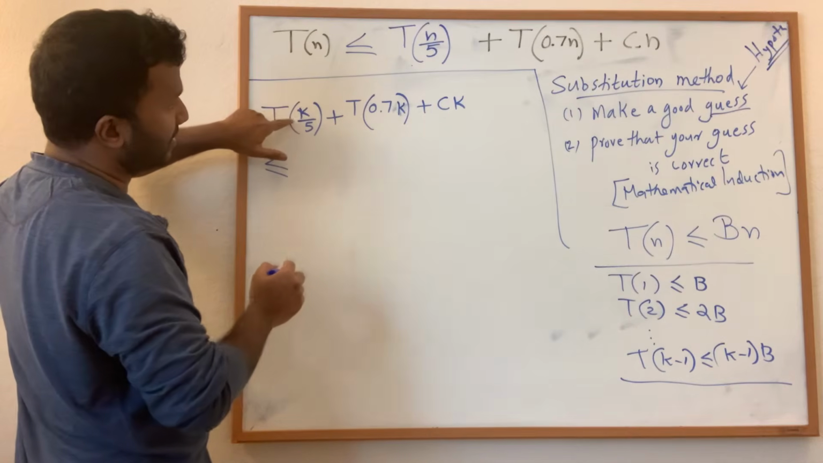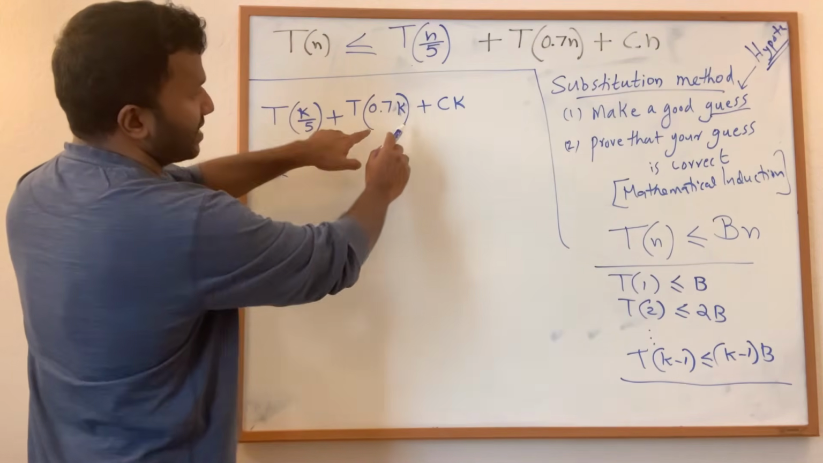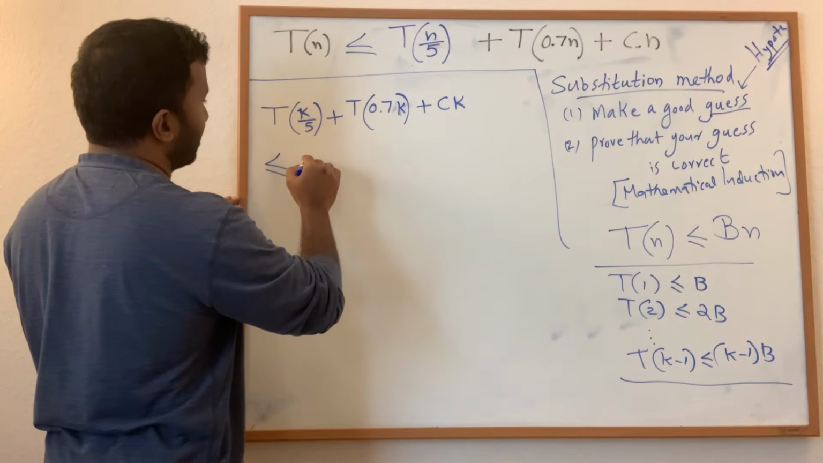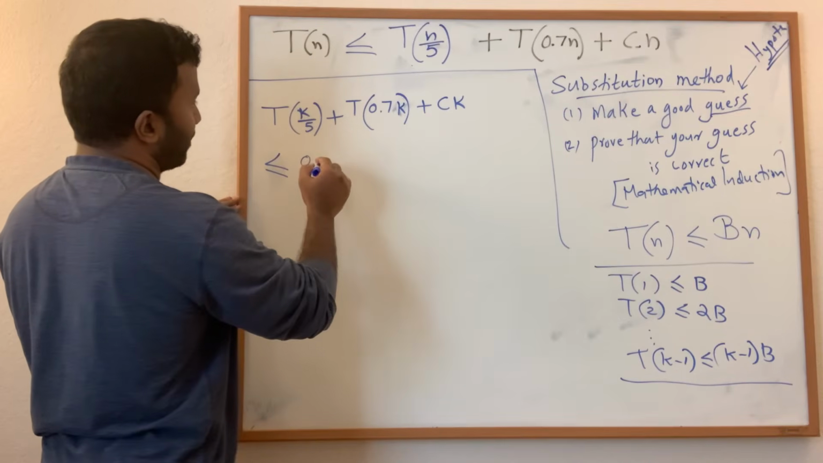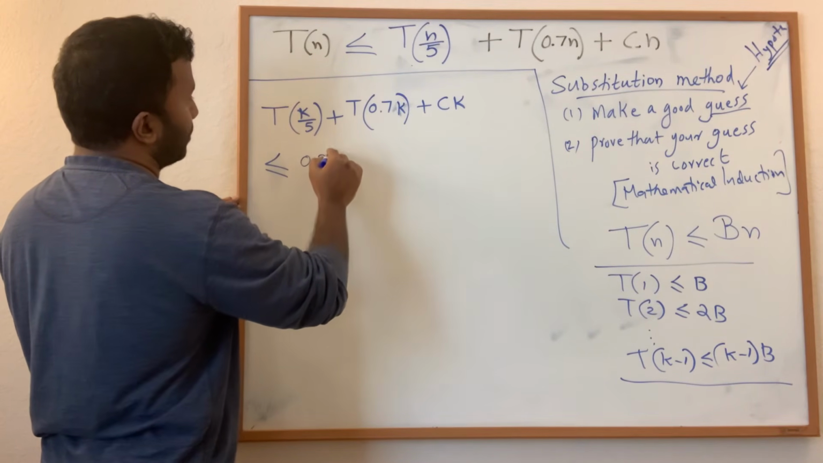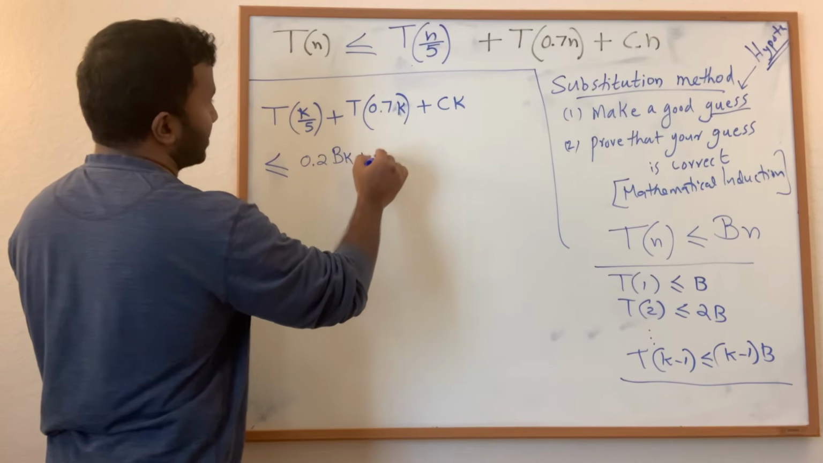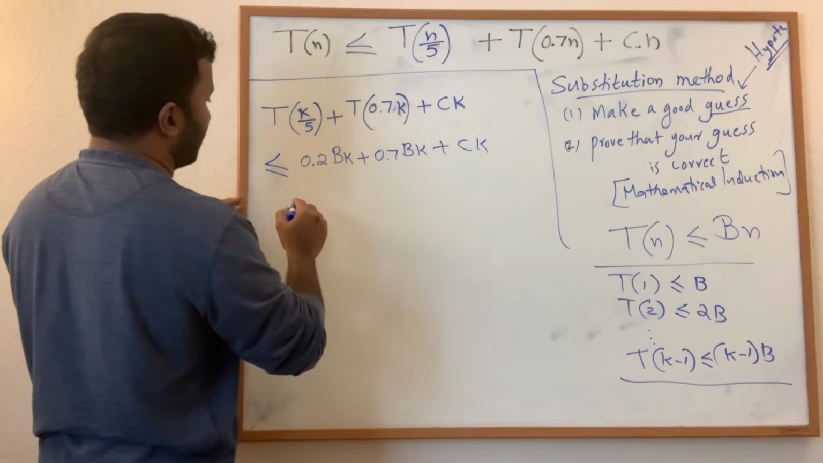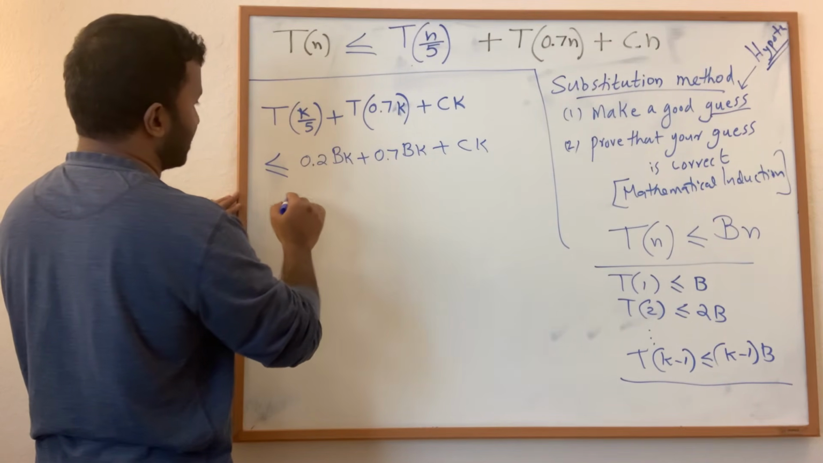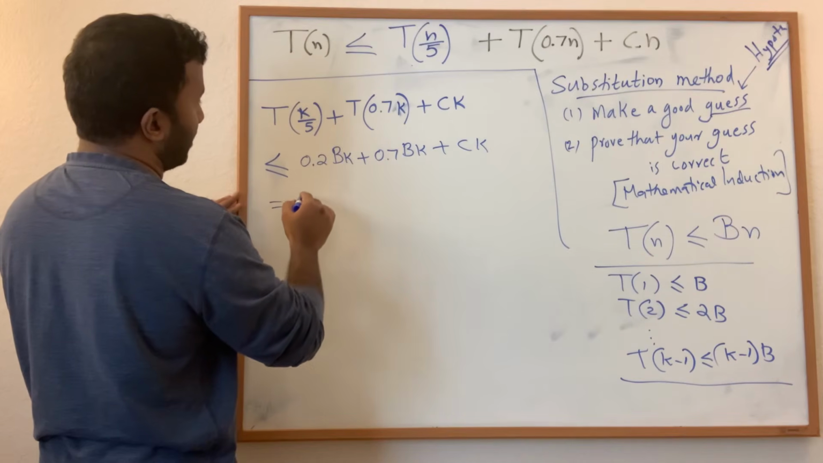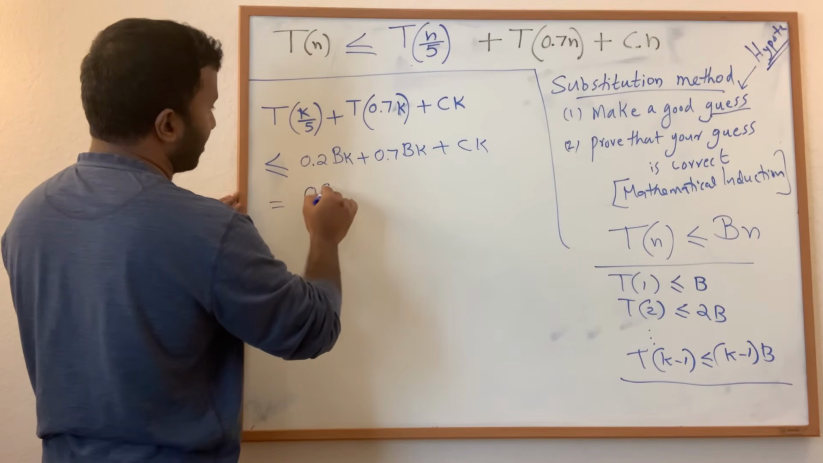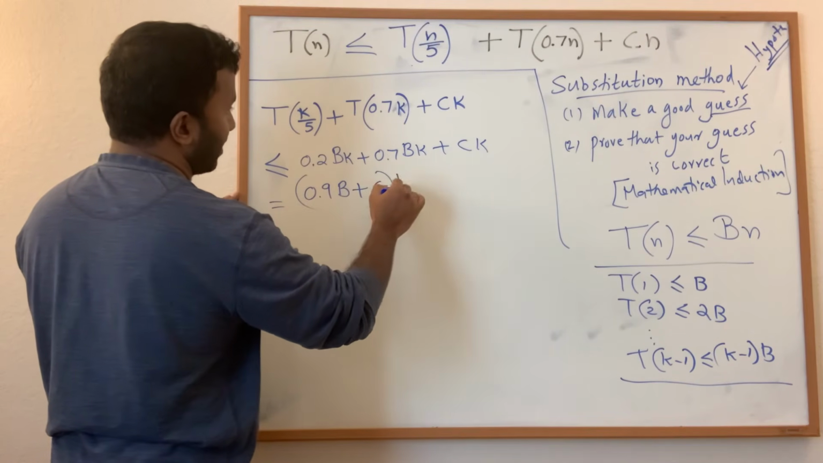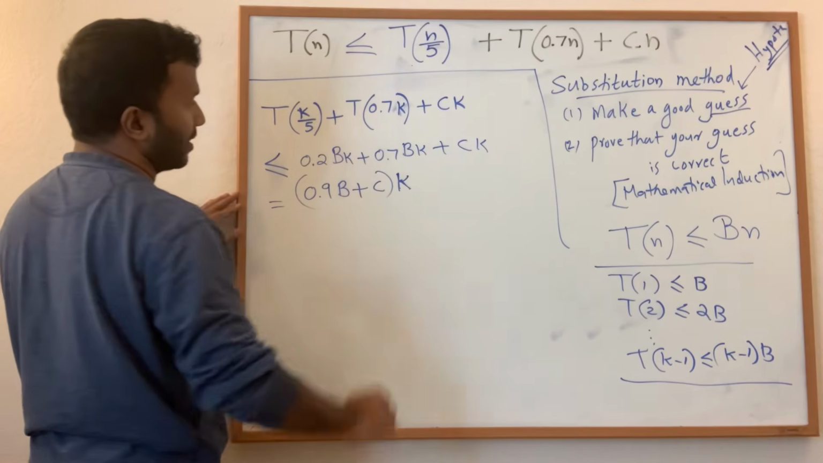you see that these are numbers. What is inside is less than k, what is inside is less than k. So I can substitute these values. So this is nothing but 1 over 5 is 0.2 bk plus 0.7 bk plus ck, which is equal to 0.9 b plus c times k.